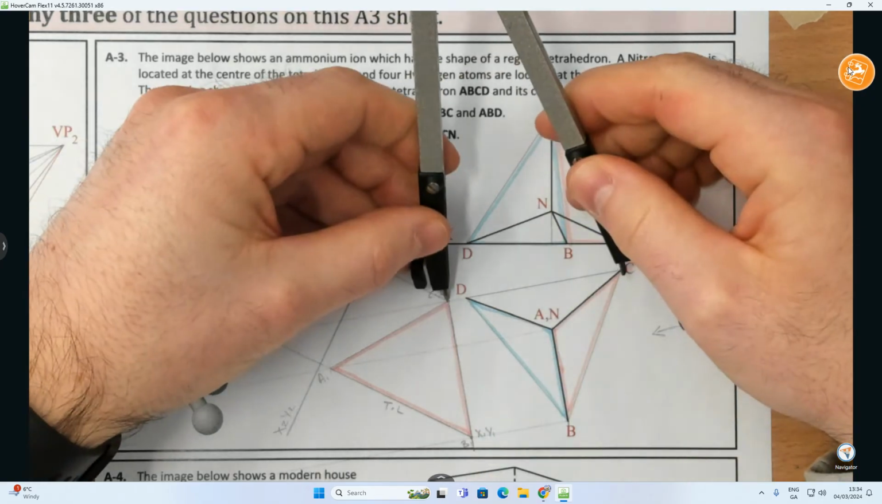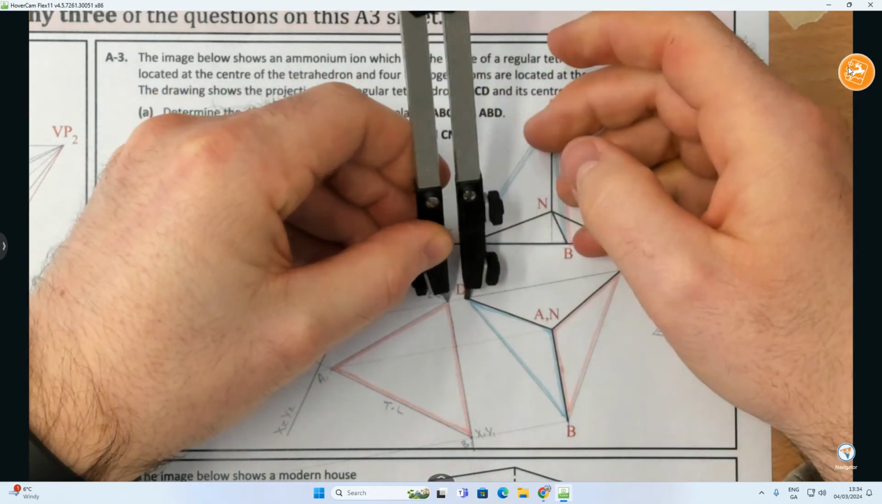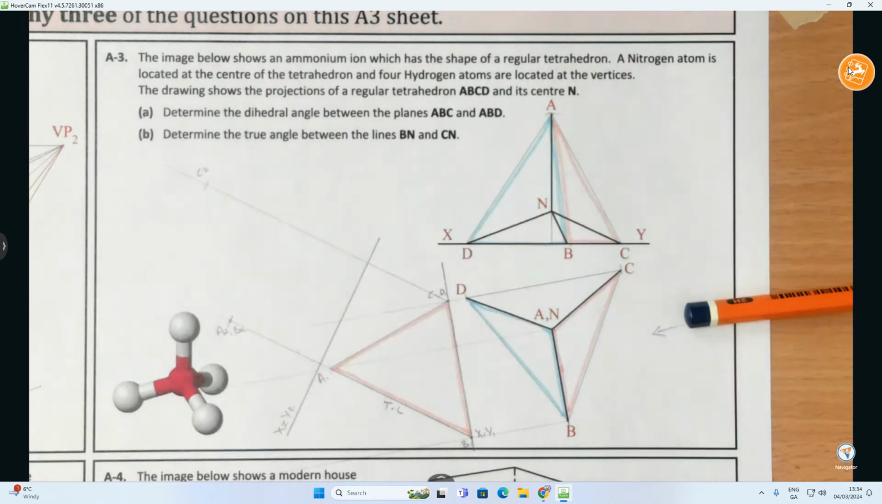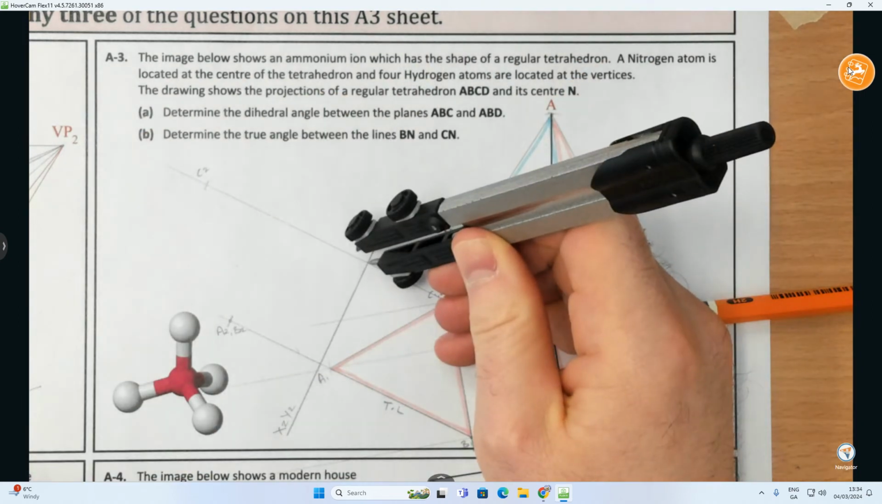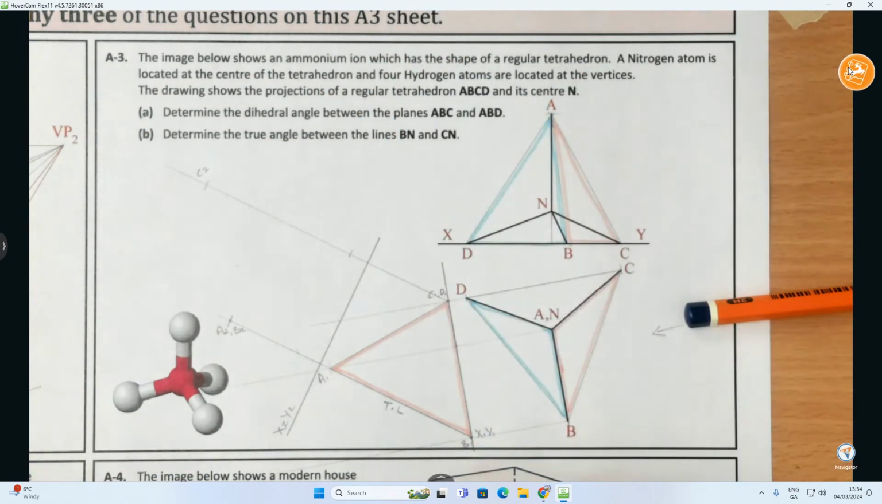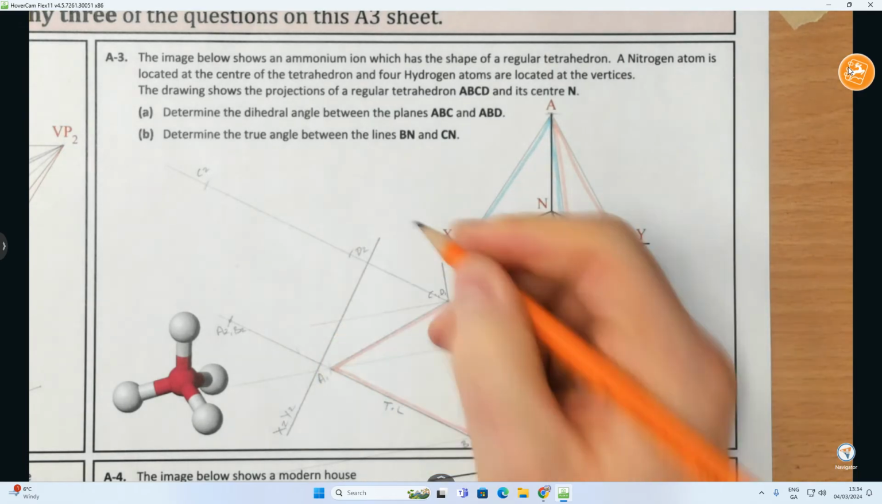And now I'm going to take the distance back to D. When it gets quite small here, you just want to be 100% accurate. There we go. I'm going to mark it out here. There we go. That there is D2.